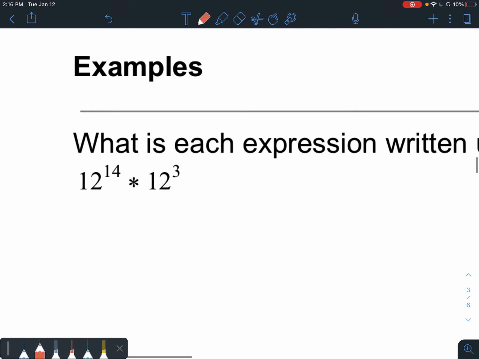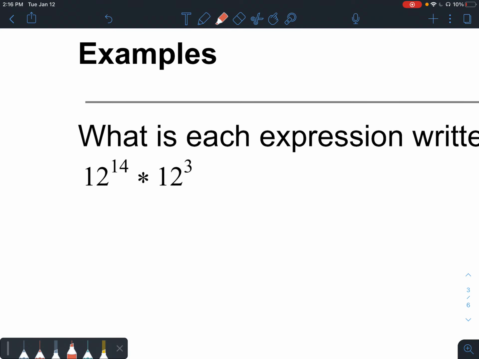Okay, so let's do this example here. So I have 12 as my base and 14 and 3. When I add 14 and 3 together, I get 12 to the 14 plus 3, which is 12 to the 17. So that right there is our final answer.